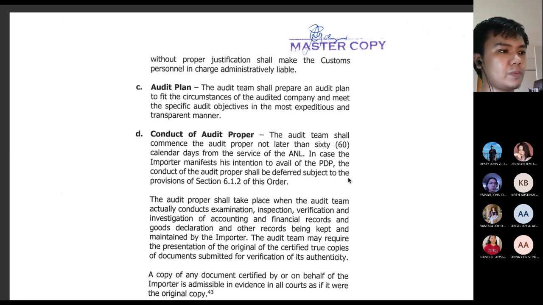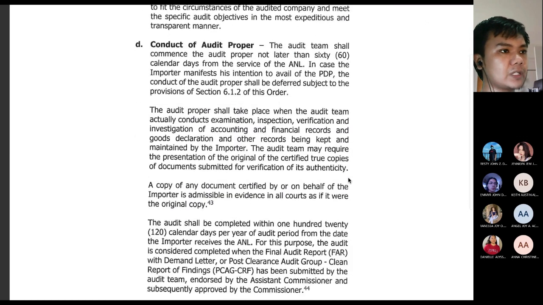In case the importer manifests his intention to avail of the PDP, the conduct of the audit proper shall be deferred subject to the provisions of Section 6.1.2 of this order. The audit proper shall take place when the audit team actually conducts examination, inspection, verification, and investigation of accounting and financial records, and goods declarations and other records being kept and maintained by the importer.